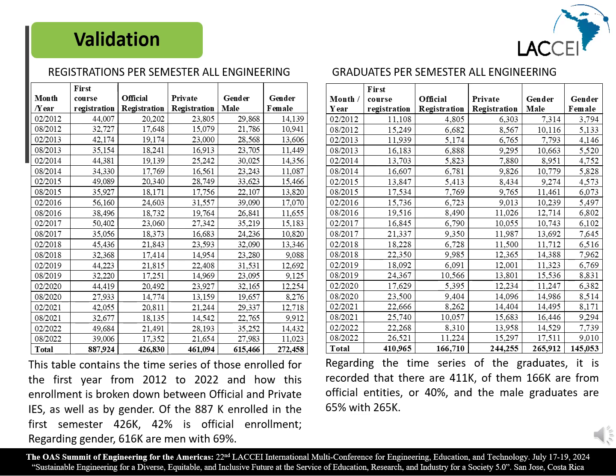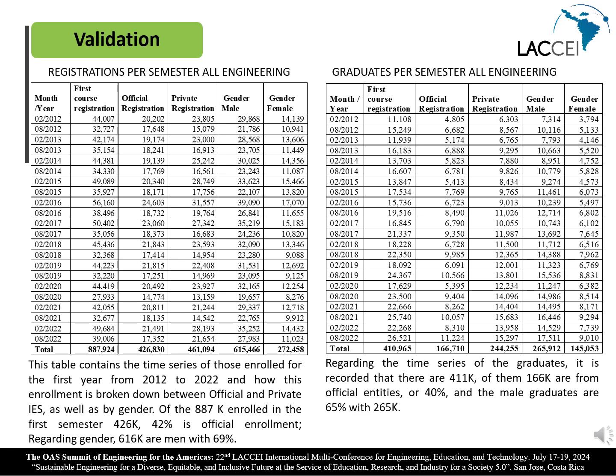Well, continuing with the validation, in this case we have two tables. The first is the registration per semester for all engineers, and the other table is the graduates per semester for all engineers. It's possible to differentiate different data in this case. For example, the registration table contains the time series of those enrolled in the first years from 2012 to 2022, and how this enrollment is broken down between official and private enrollment, as well as by gender.